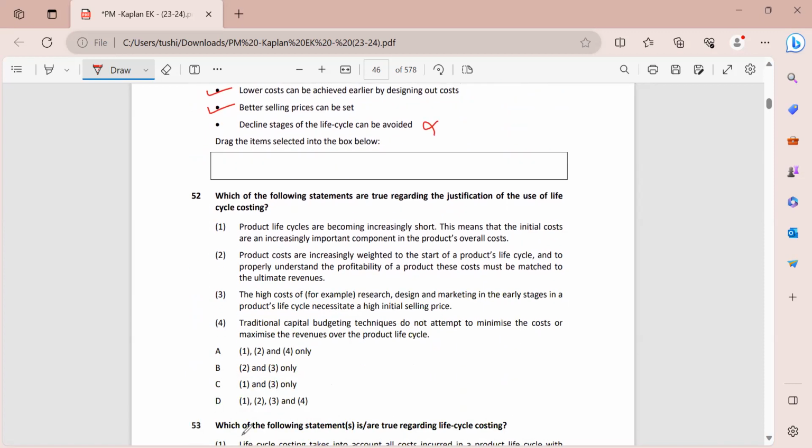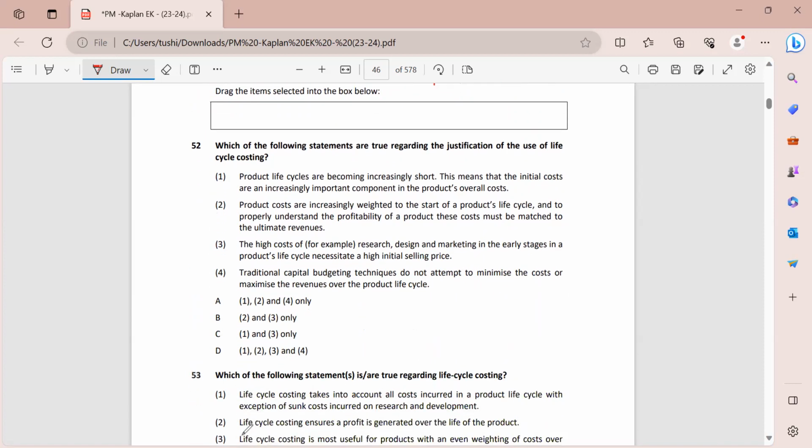Okay, so now let's move to question 52. Which of the following statements are true regarding the justification of the use of life cycle costing? So let's have a look at statement A. The product life cycles are becoming increasingly short. This means that the initial costs are an increasingly important component in the product's overall cost. This is absolutely right. Now we see that trends are changing very fast. That is why products come and go. We see fast fashion also. So this statement is right.